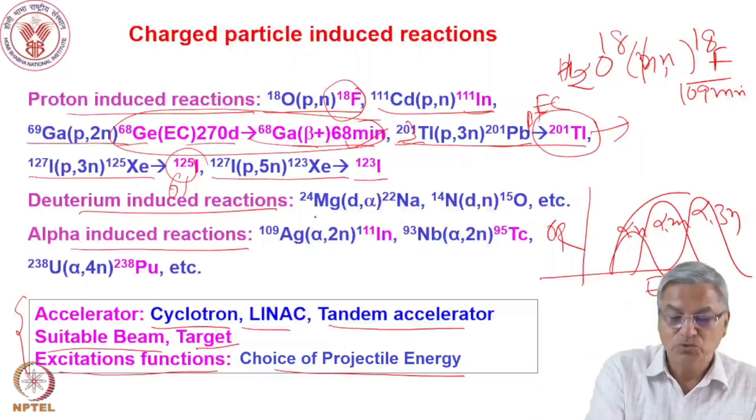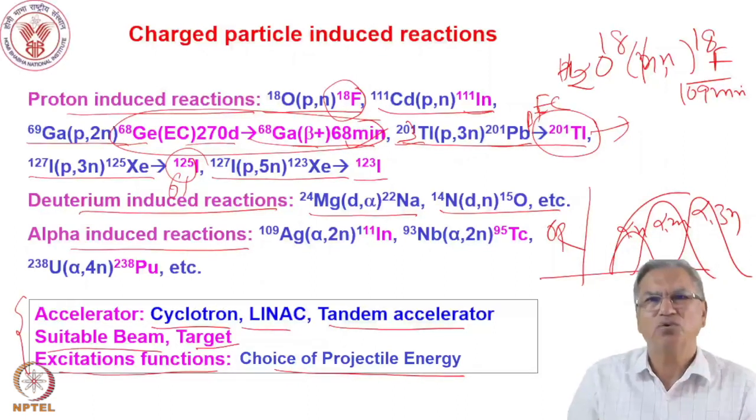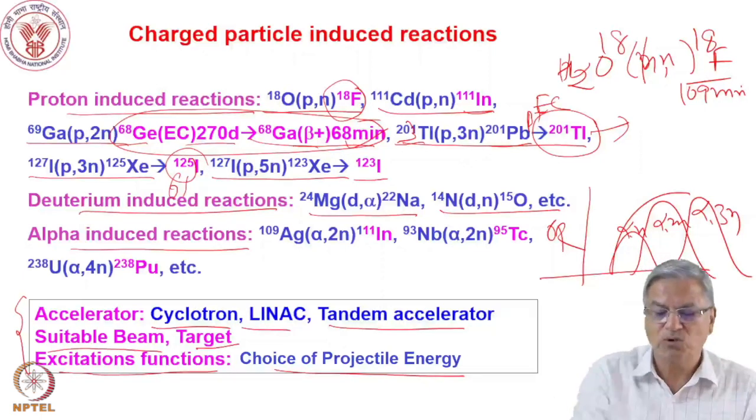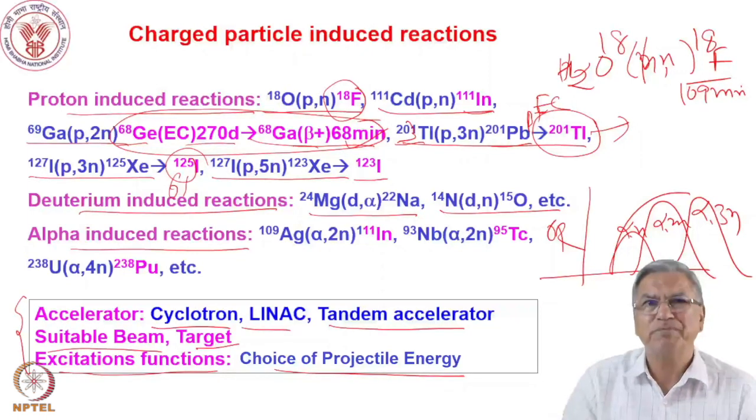Deuterium targets are used to produce sodium-22 and oxygen-15. Sodium-22 is a positron emitter, though it is not used in PET because it has a half-life of about a year or two. But it is a source for calibration. It emits 511 keV gamma rays. So if you want to calibrate your system and study the chemistry of positronium, it is a positron source, and much chemistry of positronium atoms is done with sodium-22.